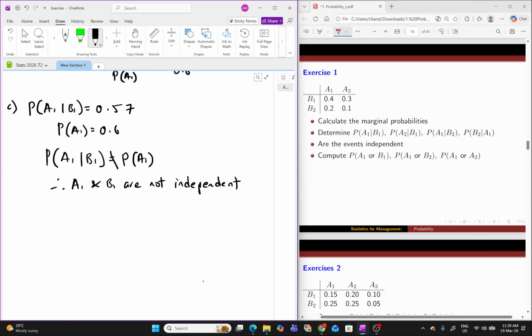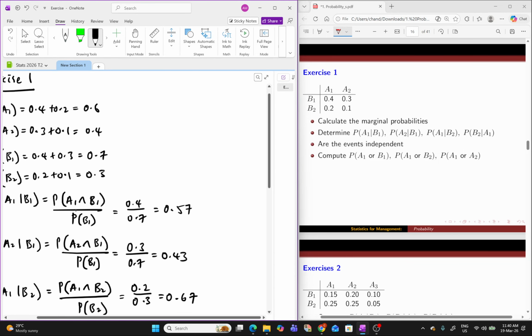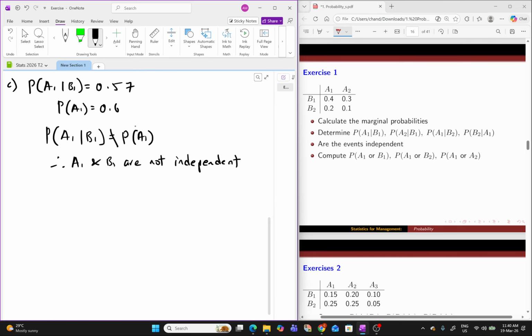Okay, you can do this for the rest also. This one I did A1 and B1. You can also check A1 and B2, the same method, and then A2 and B1 and A2 and B2, same thing. The answer is all are not independent because the values of probability are different. I just did one here, the rest there are three more cases, you can try yourself.